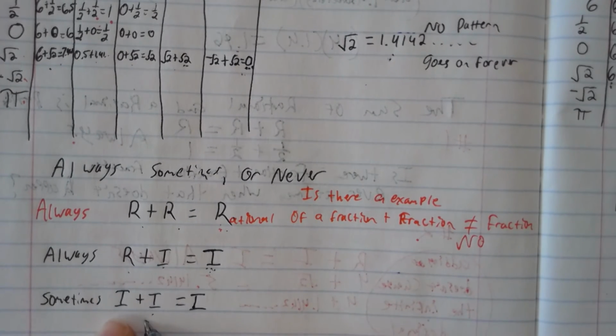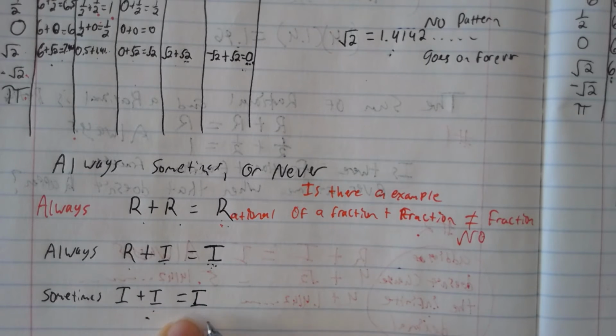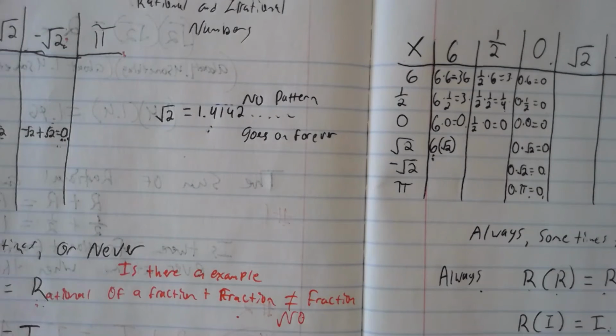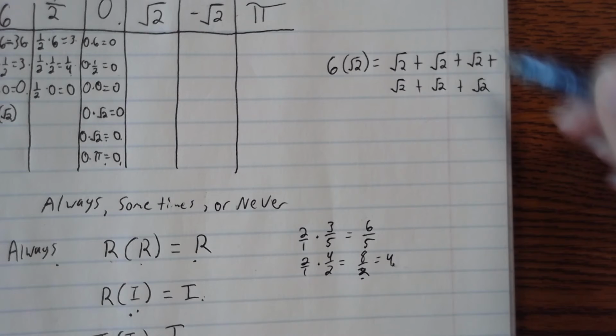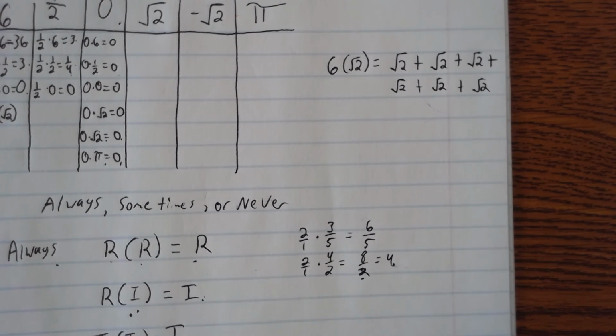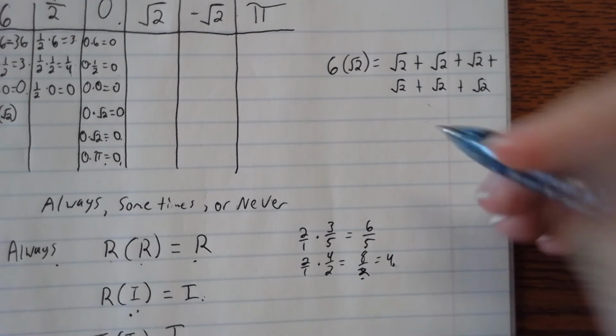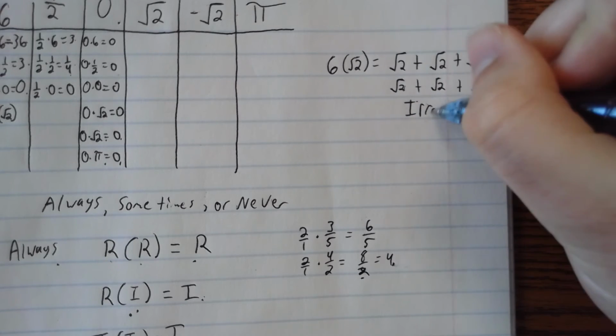And we already talked about how adding an irrational to an irrational sometimes is irrational, but in this case, we're not adding the opposites, right? We're just getting more and more square roots of 2. That's more and more of that decimal that goes on forever. So this is still irrational.